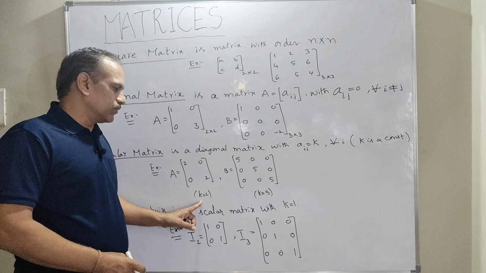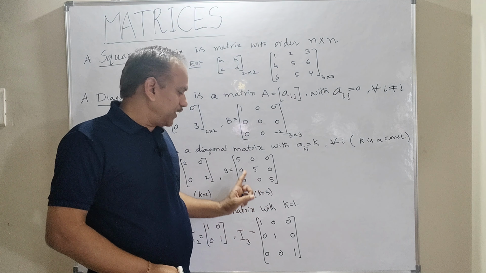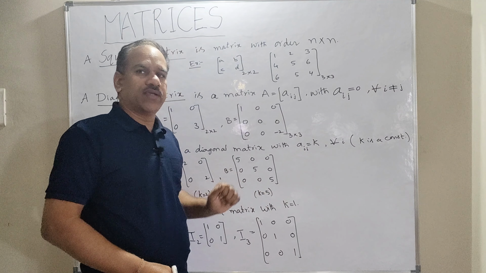2, 2. Here k is 2. Here, a 3 by 3 scalar matrix, 5, 5, 5. All the diagonal entries are the same. Here k equal to 5.